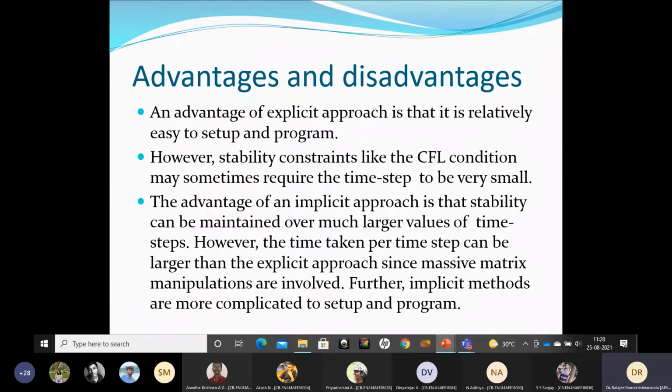Further, implicit methods are more complicated to set up and program than explicit methods. Especially the boundaries, you may have to make some sacrifice. This is more straightforward in explicit approaches, but it is a little bit dicey with the implicit approach. Again, there are some useful implicit approaches which we will see later, because for some kinds of PDEs the implicit approaches work very well. Explicit approaches may not work. So sometimes you have to follow the implicit approach if you are forced to. So both are important, but you should know the advantages and disadvantages of both approaches.